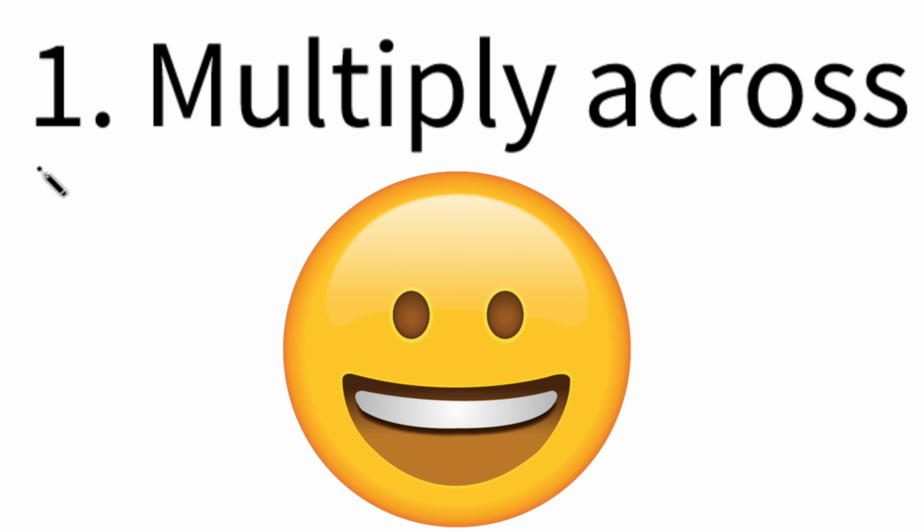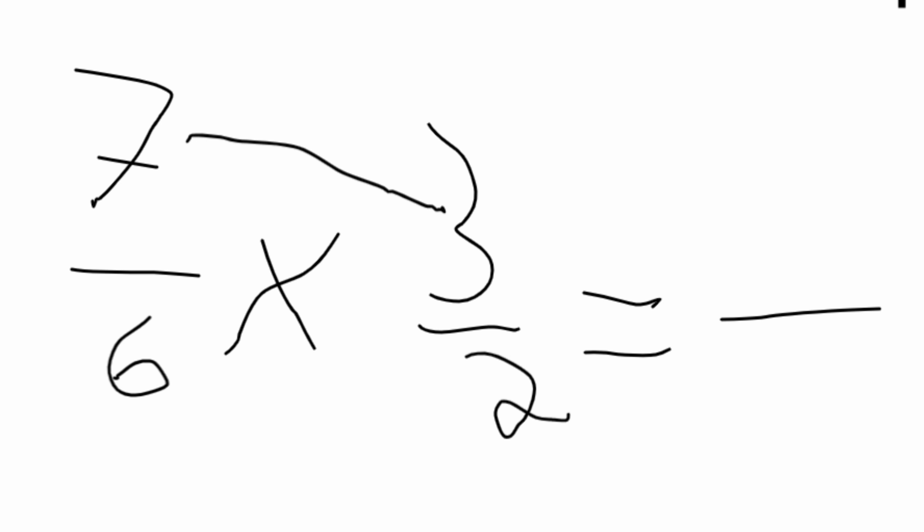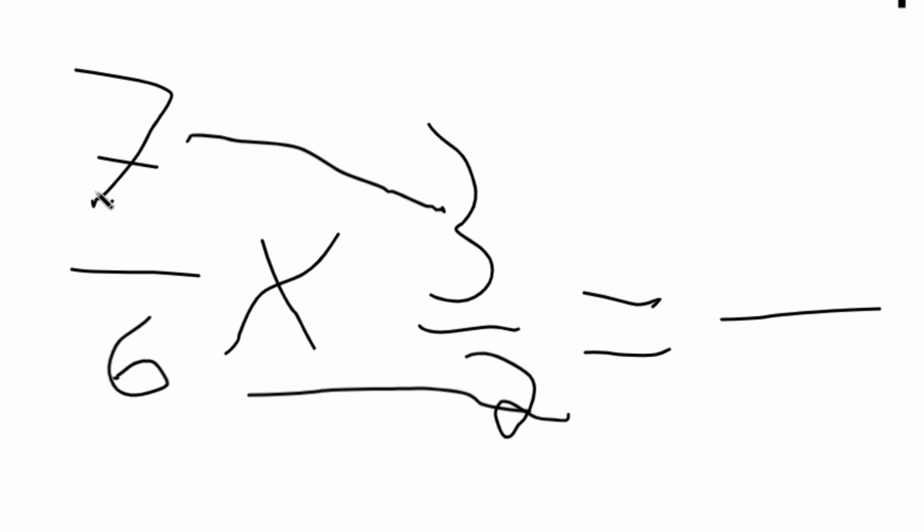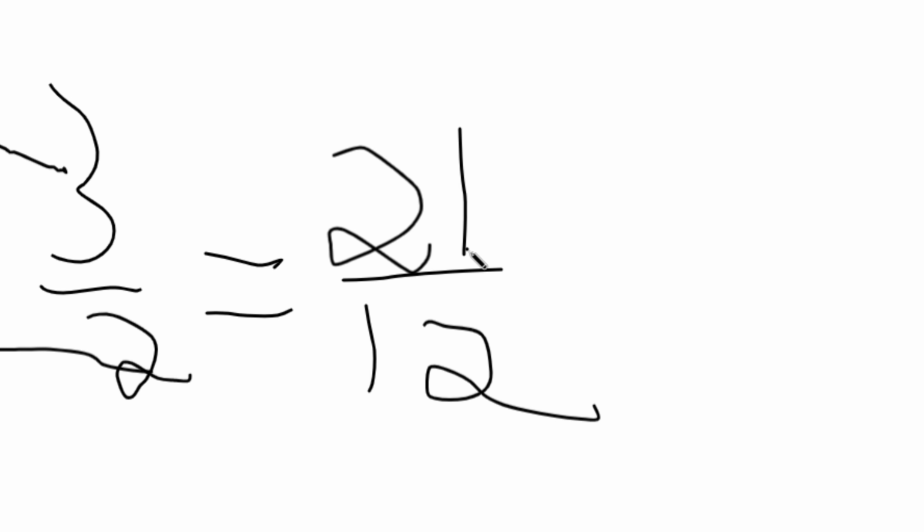The first step you want to do is multiply across. You can't do 6 times 3 or 7 times 2 or 6 times 7. No, only across from each other. So what you would do is 7 times 3, which is 21. Then you would do 6 times 2, 12. So what does this equal?